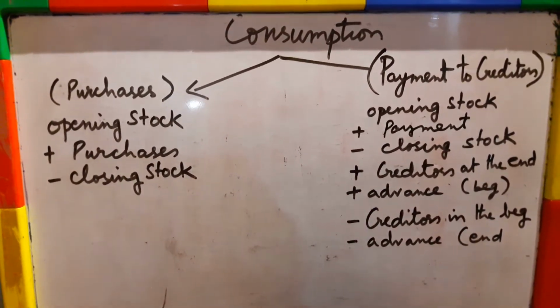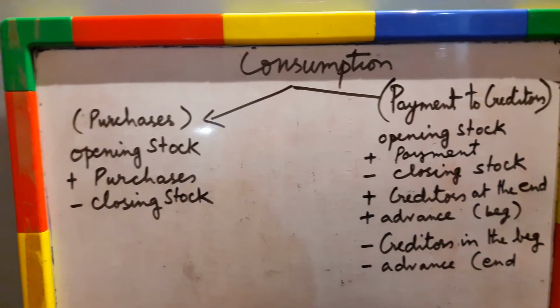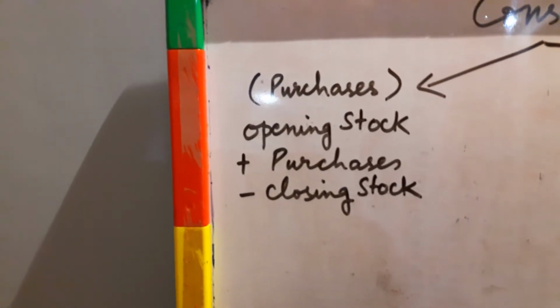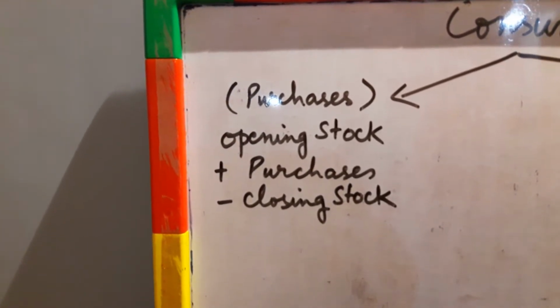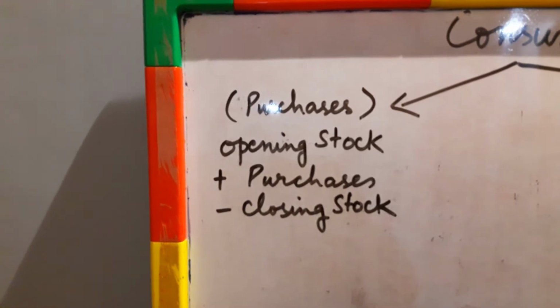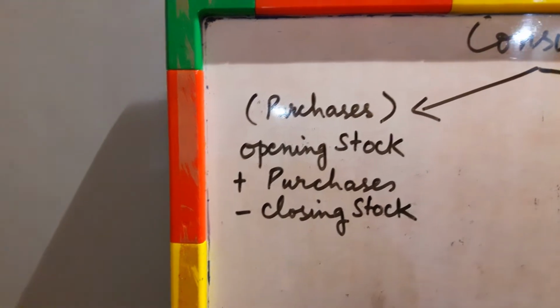Now, very, very simple calculation of consumption. There are two formulae. One is used when purchases are given. What is the formula? Opening stock plus purchases minus closing stock. This will give you consumption that will be shown in the income and expenditure on the expenditure side.